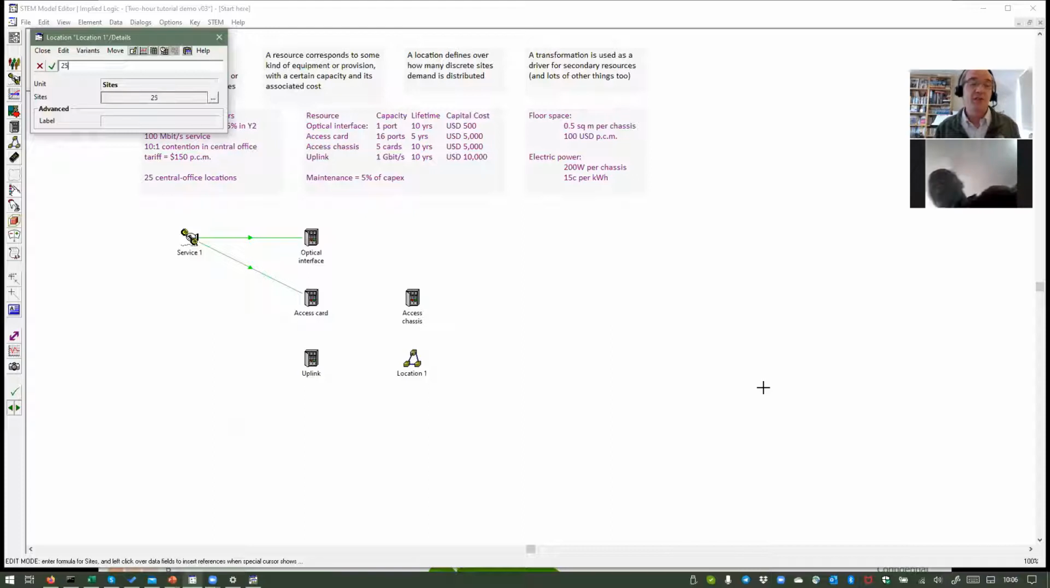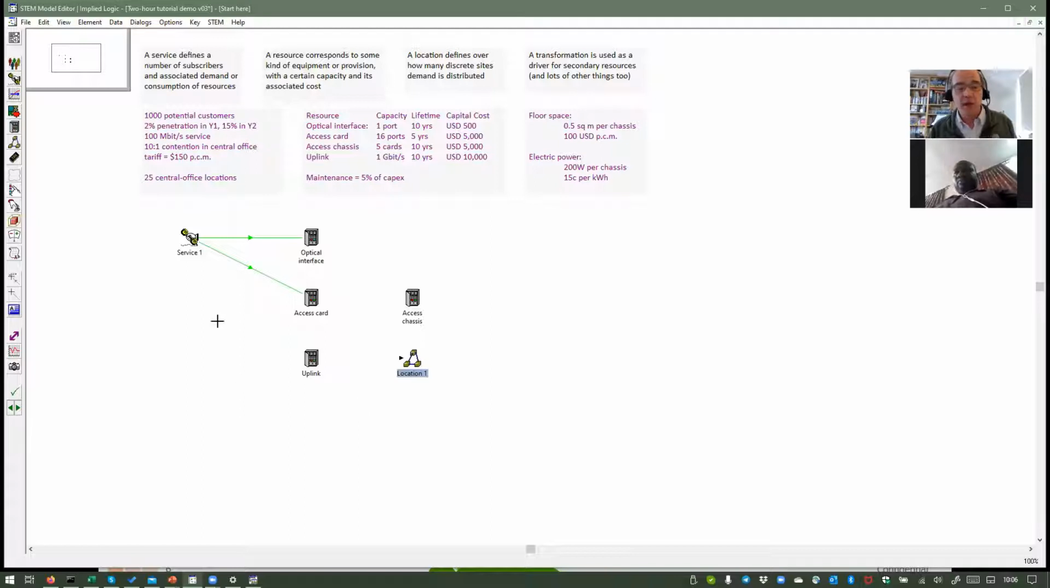But the crucial thing is there are 25 of them. And the vital thing for STEM to understand is that when the service is requiring capacity of this card, the crucial thing it needs to know is that those cards, actually more so than the customers, although it is the fact that the customers are in different places, that actually doesn't change the calculation. What matters is that the cards themselves are not in one big pile, that there are 25 separate piles of them. That's what matters to the numbers. So there is a connection you have to make from the location to the resource.